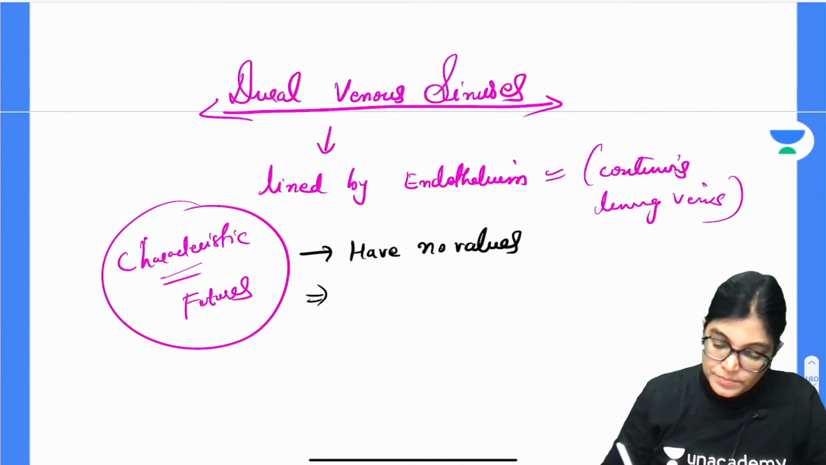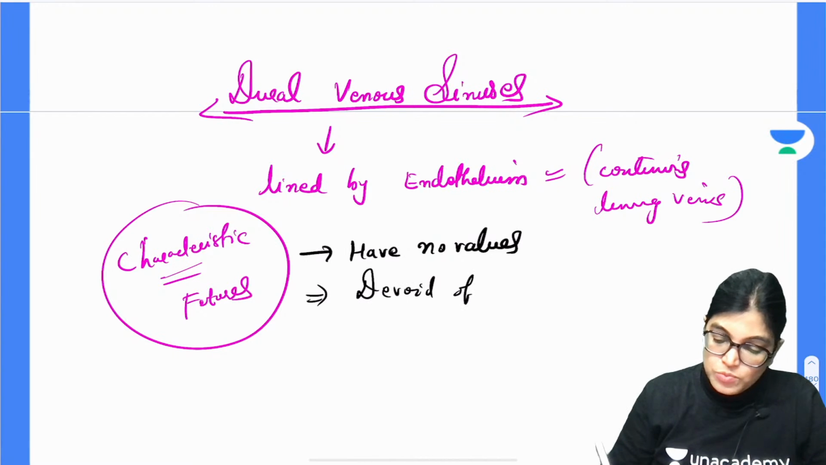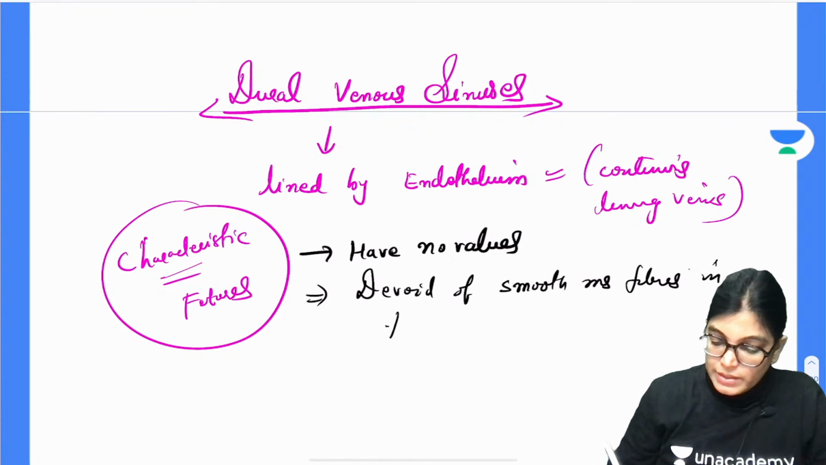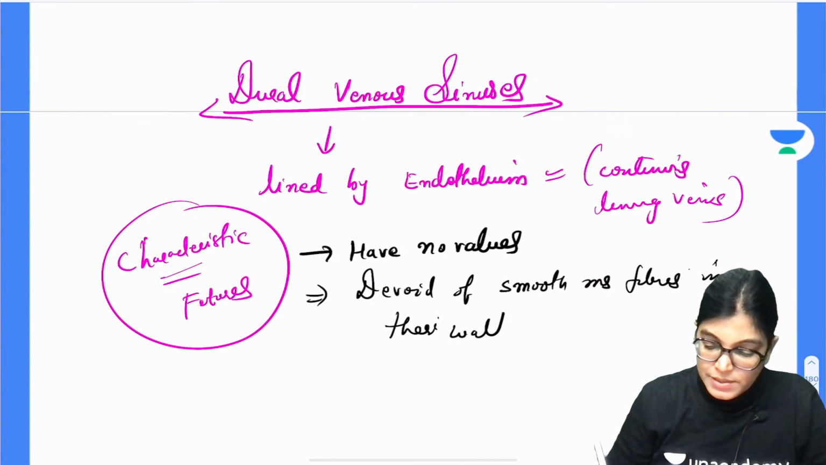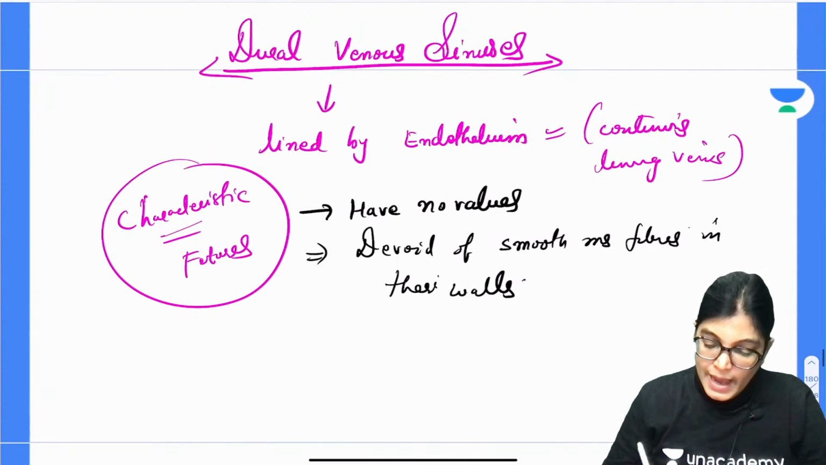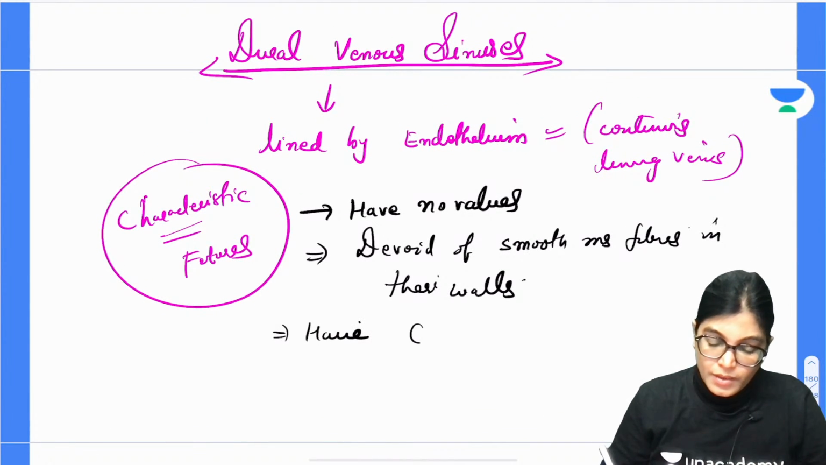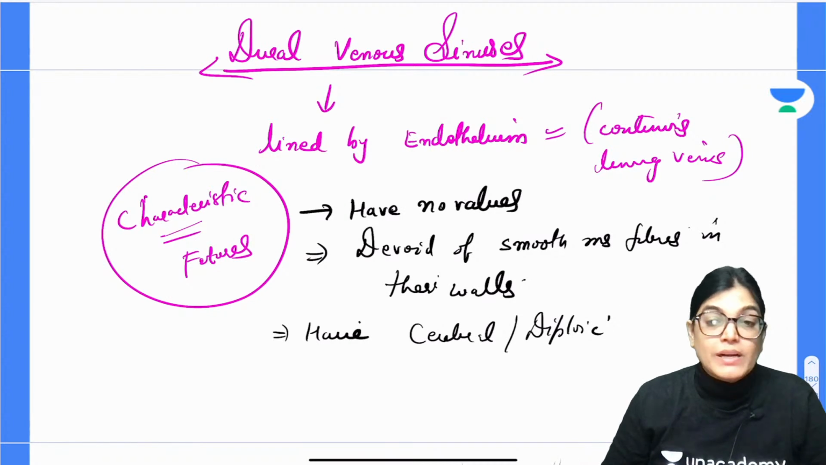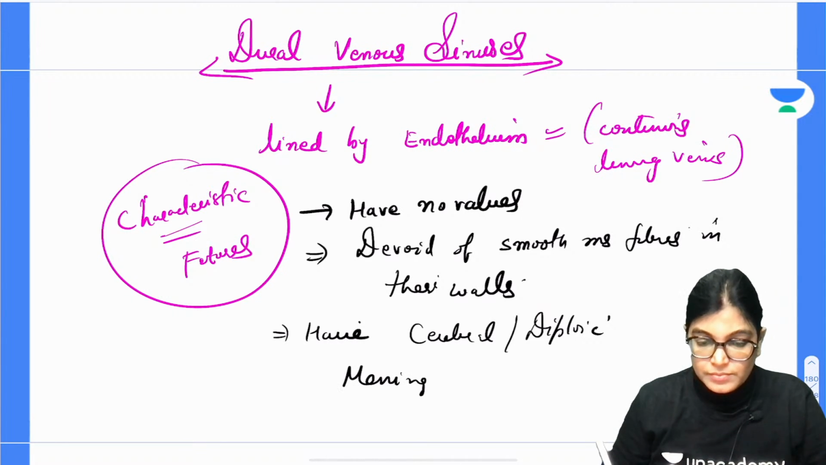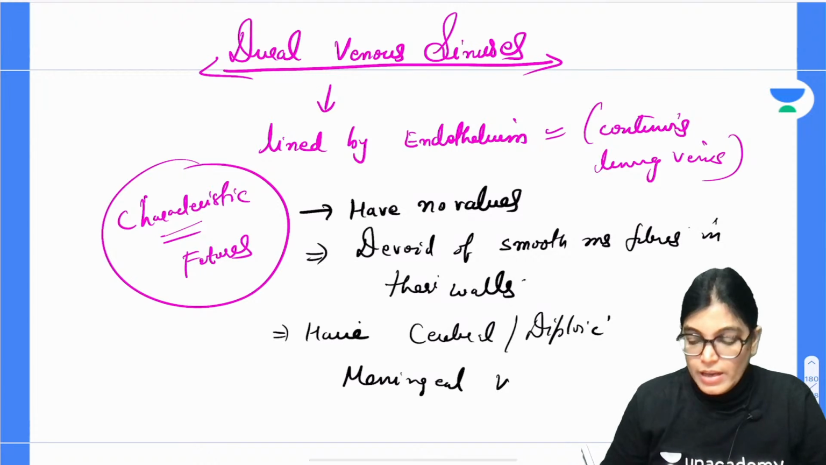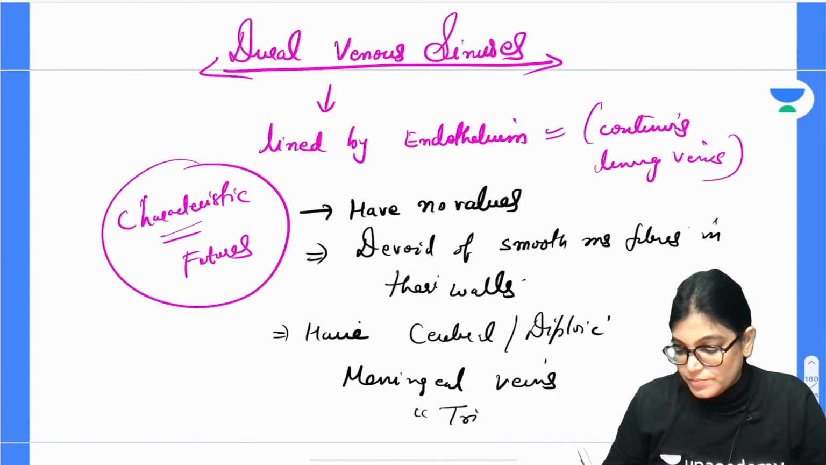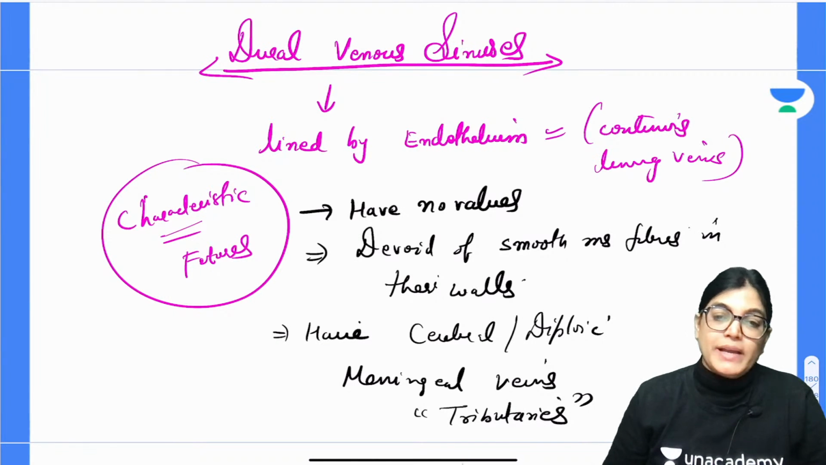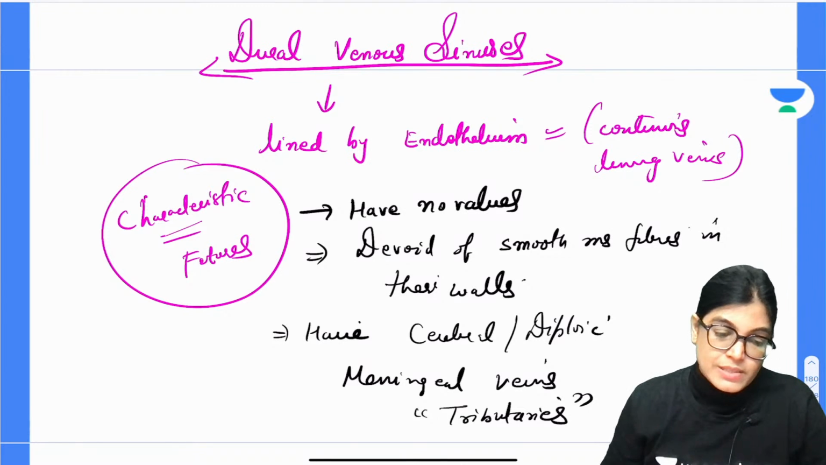They are devoid of smooth muscle fibers in their walls, and have cerebral, diploic and meningeal veins as their tributaries.